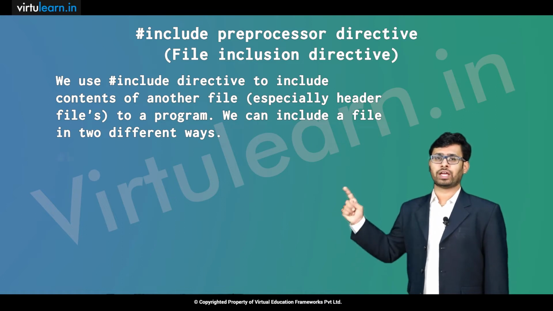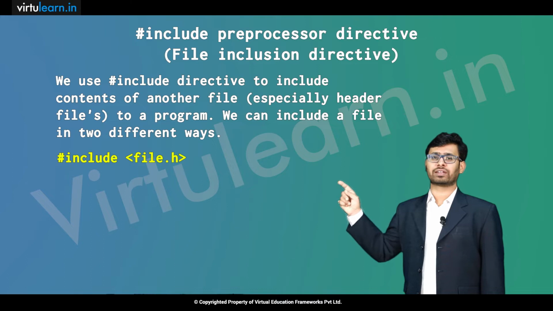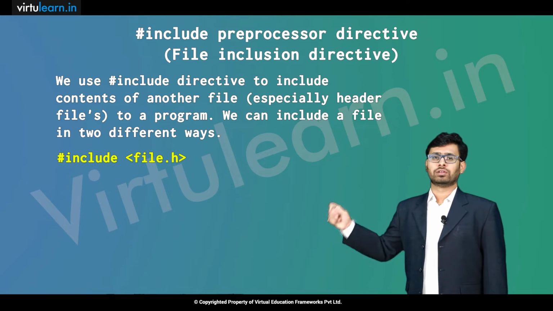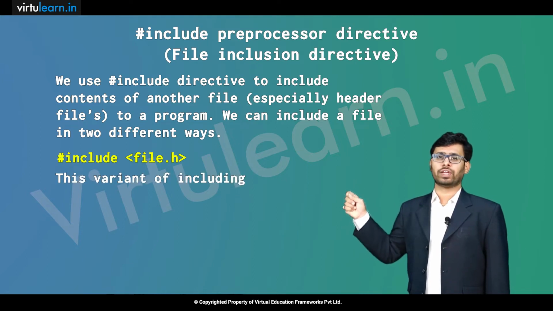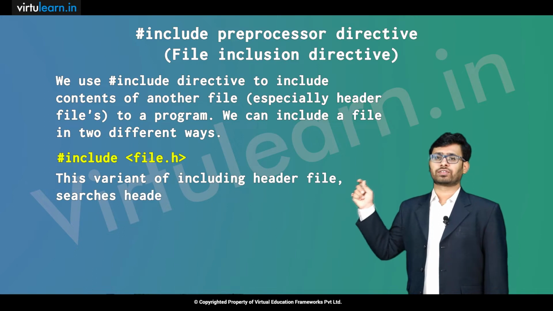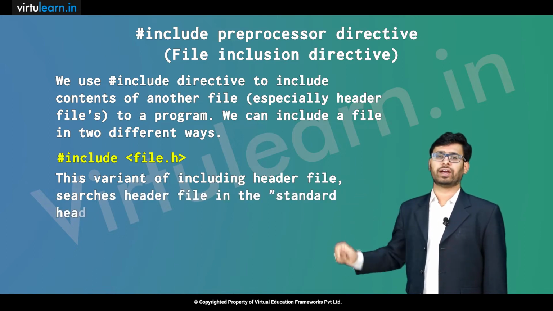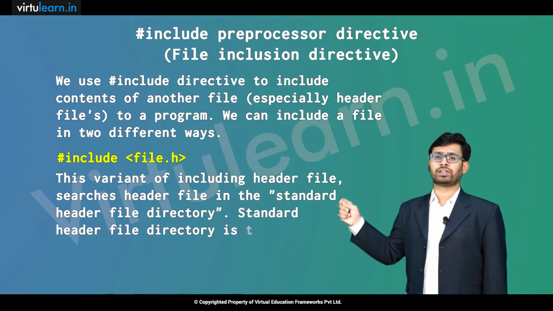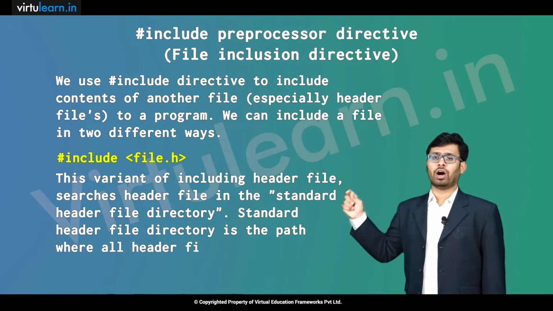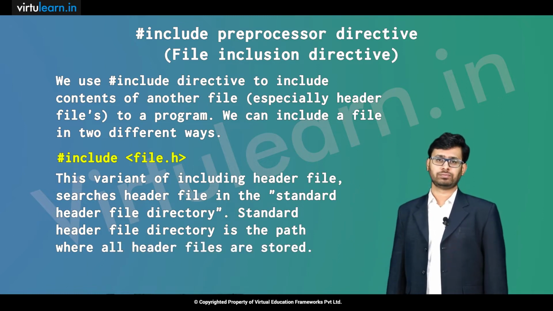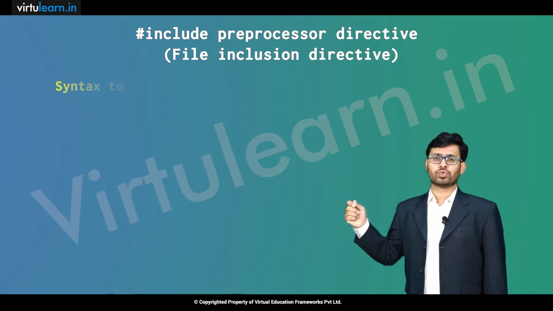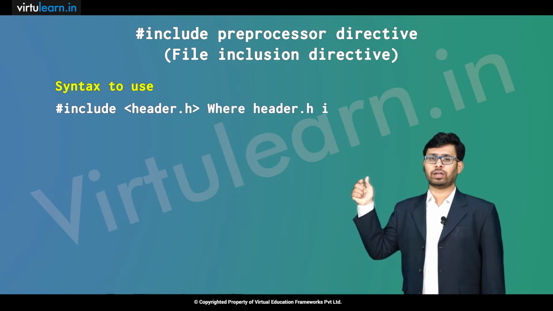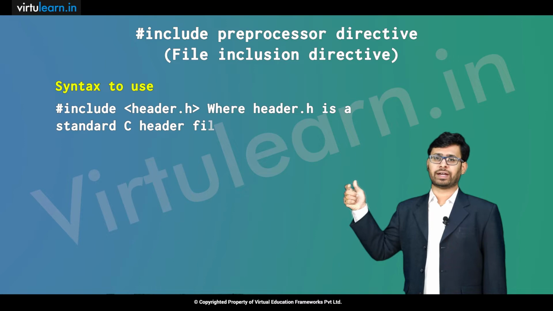One is with the help of #include, within the less than and greater than signs, where we write file.h. This variant is used for including header files from the standard header file directory, which is the path where all the standard header files are stored. The syntax is #include followed by the file name followed by .h, which is the header file.